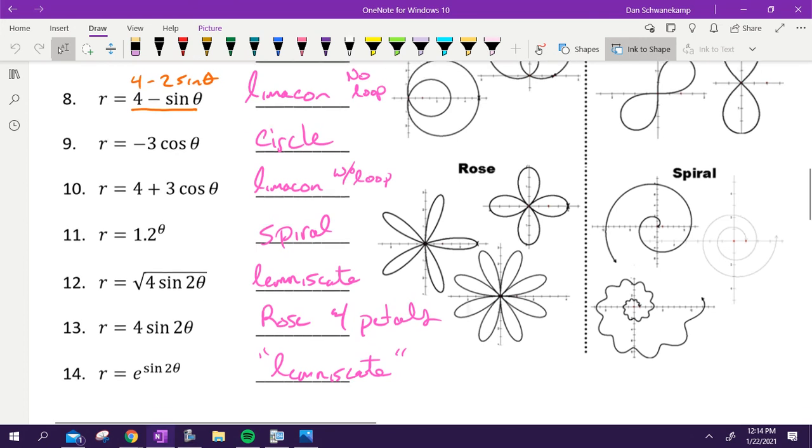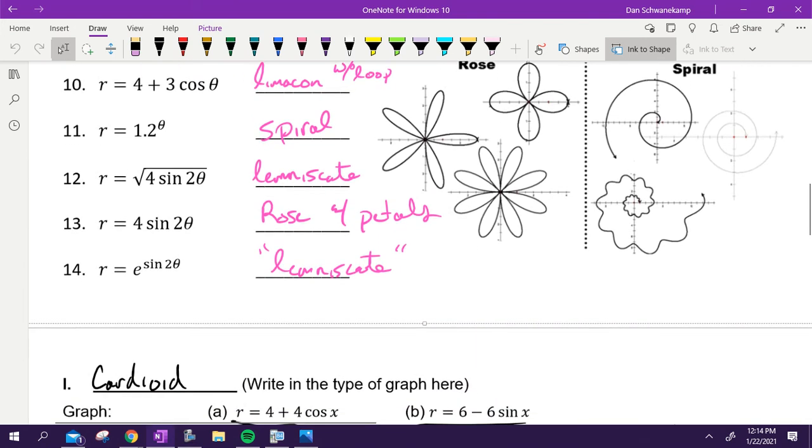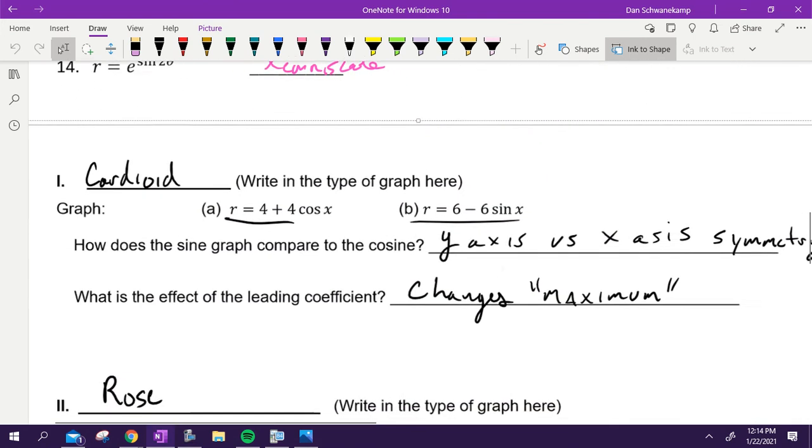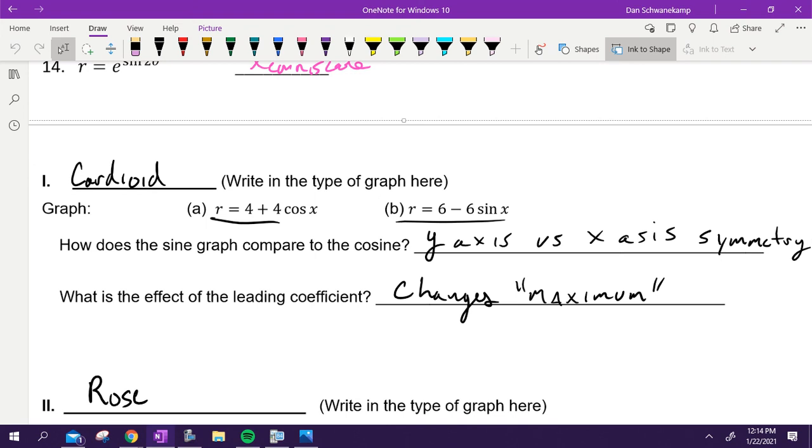Once we've typed those in, the backside, we started talking about cardioids. You can tell that these two are cardioids because the leading coefficient and the constant are the same. So it says 4 plus 4 or 6 minus 6. When those are the same, that's when you're going to get a cardioid. How do they compare? Well, if it has sine in it, it's going to have y-axis symmetry. If it has cosine in it, it's going to have x-axis symmetry. And when you change those numbers in front, it changes the radii. It changes how big it's going to get as you work through it. So it changes the maximum. Questions on one?